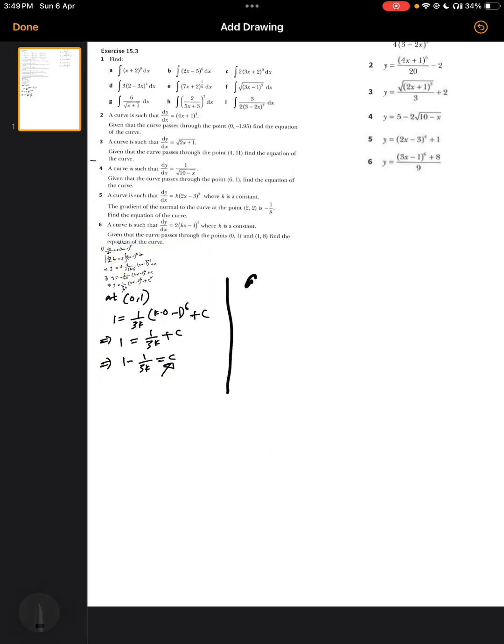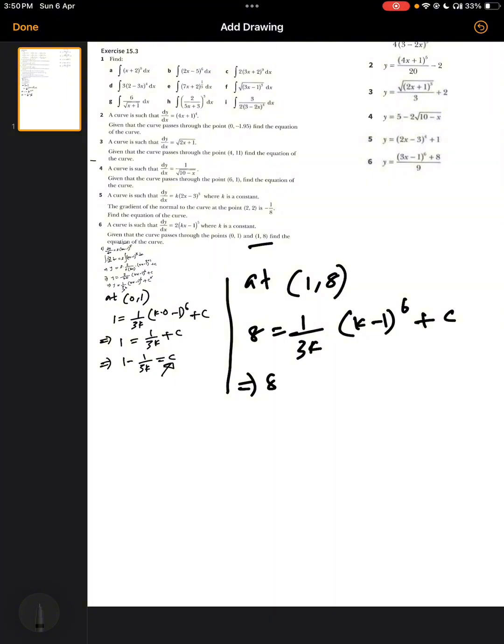At another point, (1, 8), y is 8, 1 by 3k, x value is 1, right? So (k minus 1) to the power 6 plus c here. So 8 is the same as 1 by 3k, (k minus 1) to the power 6, plus c. I'm keeping it this way. The value of c is 1 minus 1 by 3k.